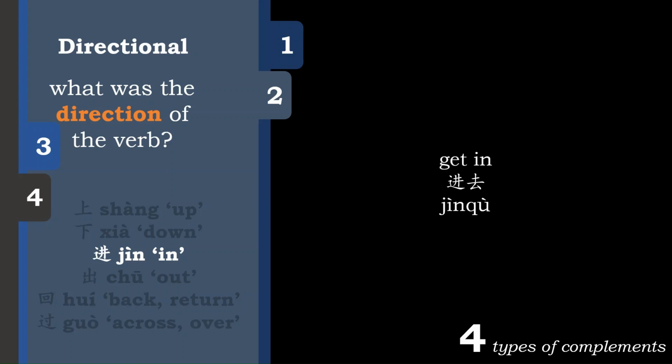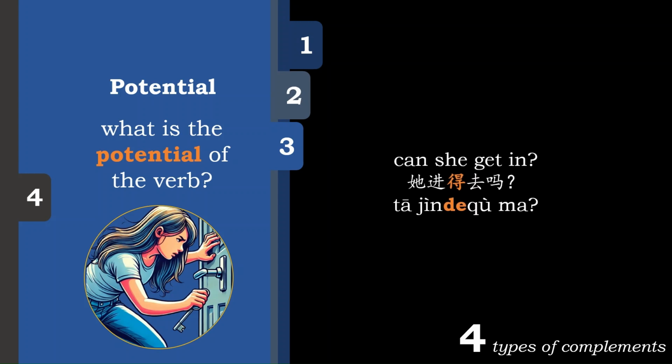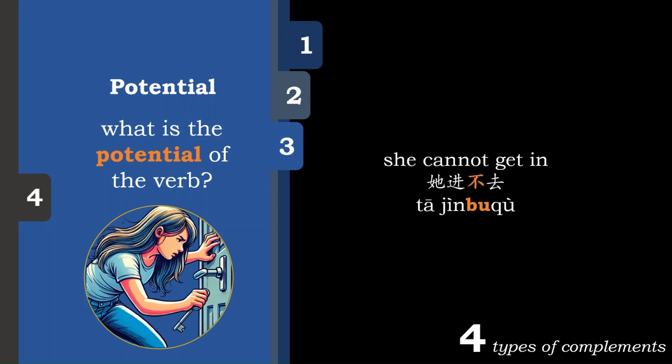And we want to ask, what is the potential of this verb? Can it be done or not? Can we get in or not? If it can be done, what would we say? 进得去 can get in. If it cannot be done, what would we say? 进不去 cannot get in. So 进得去 can get in. We might ask of this woman in the image, can she get in? 她进得去吗? And the answer might be, she cannot get in. 她进不去.